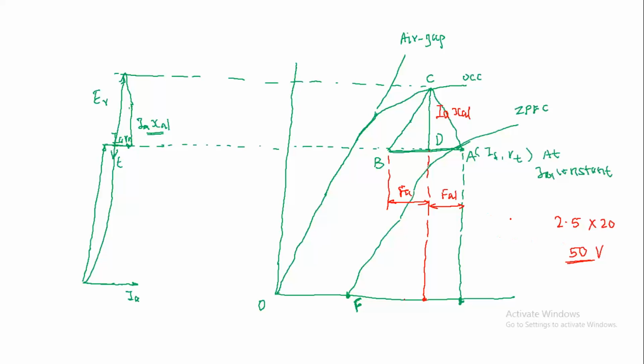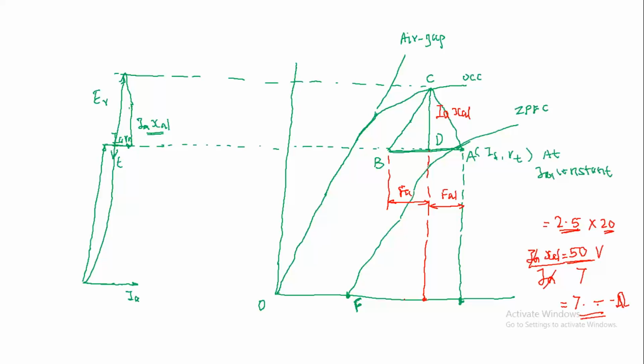CD is nothing but IAXL, and this is 50 volt, because after measuring CD you got 2.5 centimeter and the scale taken is 20 volt per centimeter. So you got IAXL in terms of volt as 50. Divide it by IA, so this IA and this IA get cancelled. But IA is 7 ampere. So 50 upon 7, 7 point something. This is the value of XAL.